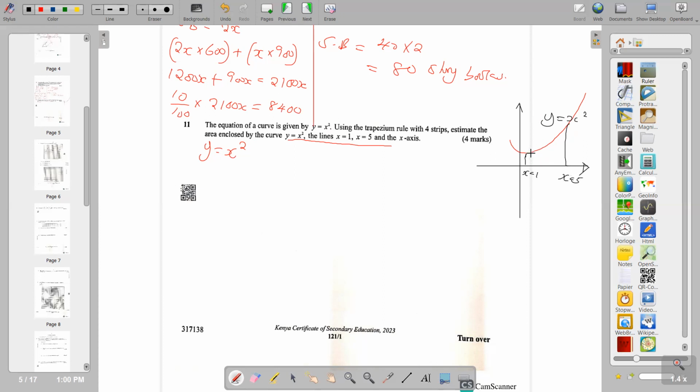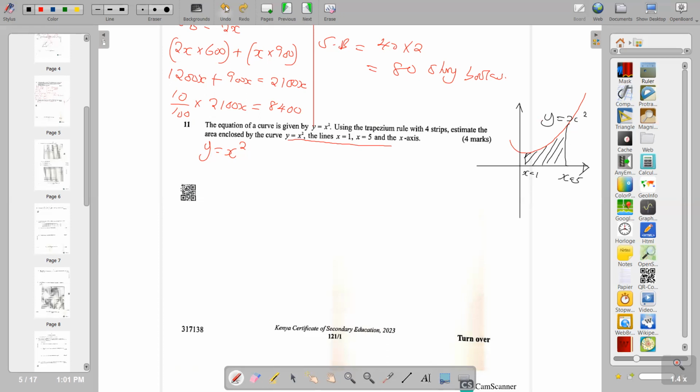So the question is, you're supposed to get this area, the whole of that area. And that's the reason we have the curve, the line x is equal to 1, it is this line here. It is known as the ordinate, and x is equal to 5. Now this is the last ordinate, and then the x-axis. Now this is the x-axis. So they are talking about this area.